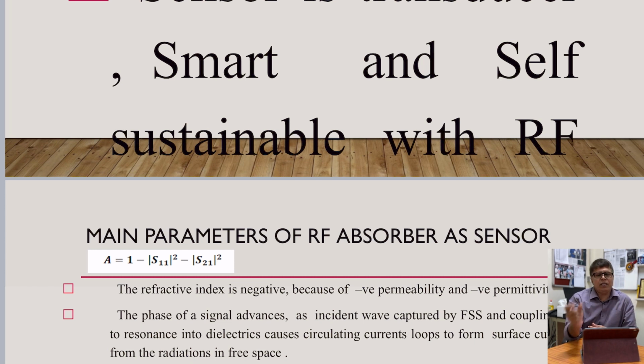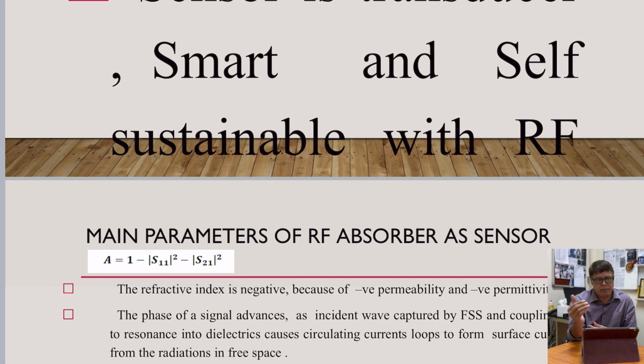So how the RF harvester works. In an RF harvester, we'll see there are a few important parameters such as the absorbance, the reflection coefficient, that is S11, and transmission coefficient S21, and the DNG parameters. DNG is nothing but double negative parameter, such as negative permittivity and negative permeability. These materials are not available in nature, but are artificially created materials.